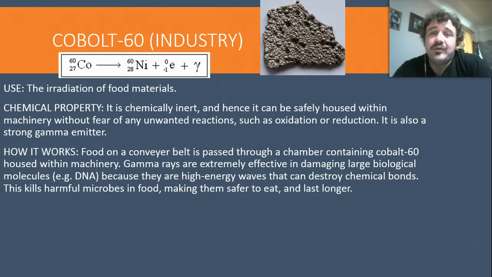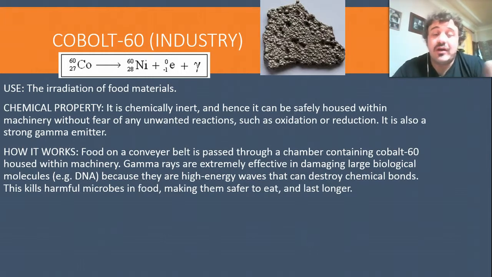So how does it work? Well, you put the food on a conveyor belt and it goes through a chamber containing essentially a block of cobalt-60. The gamma rays are really good at damaging large biological molecules, and this basically means DNA or large proteins. That's because the high energy waves get in there and add energy to those bonds, so the bonds have enough energy to reach their activation energy, and they break apart.